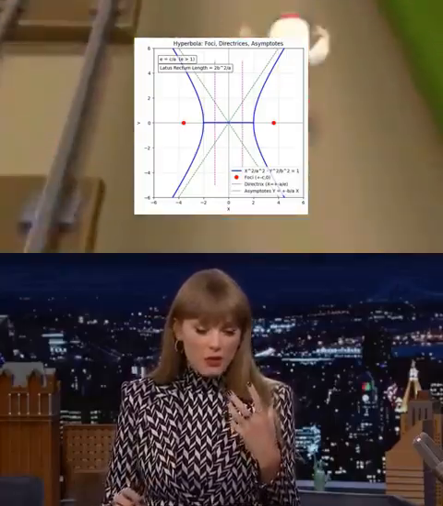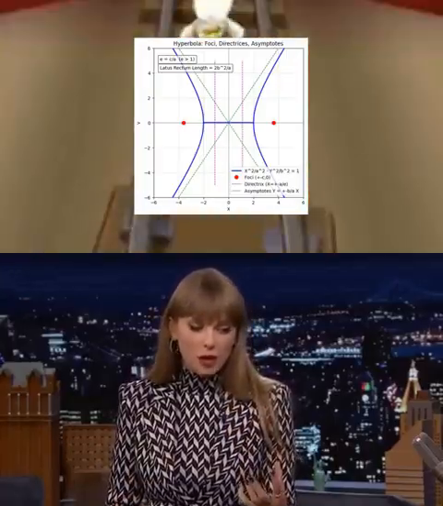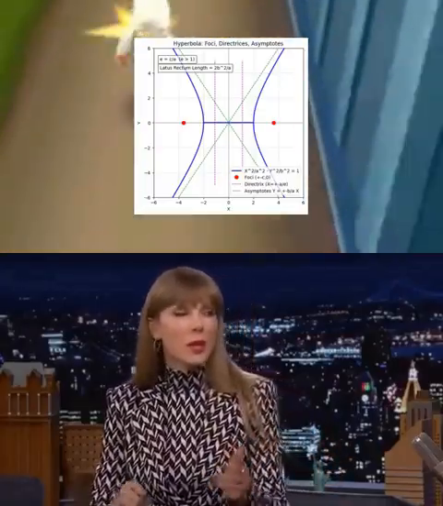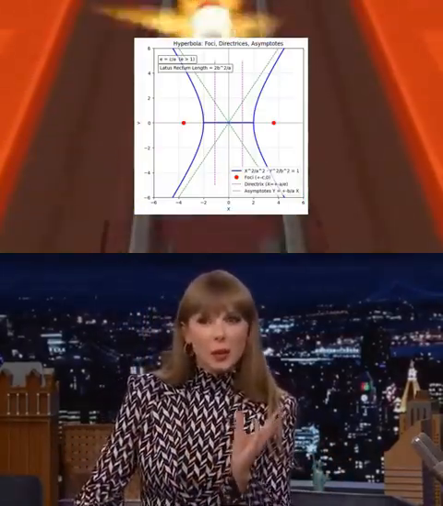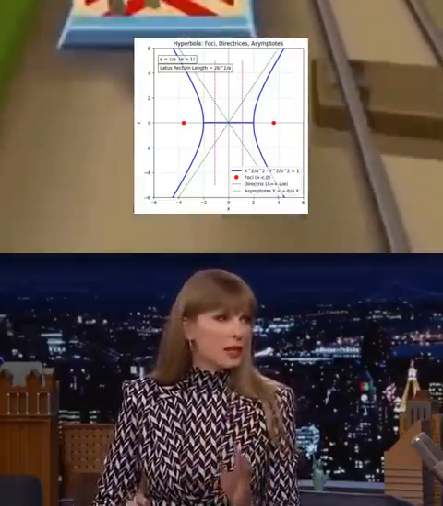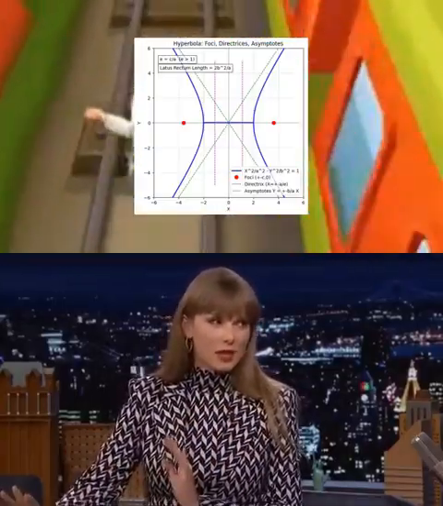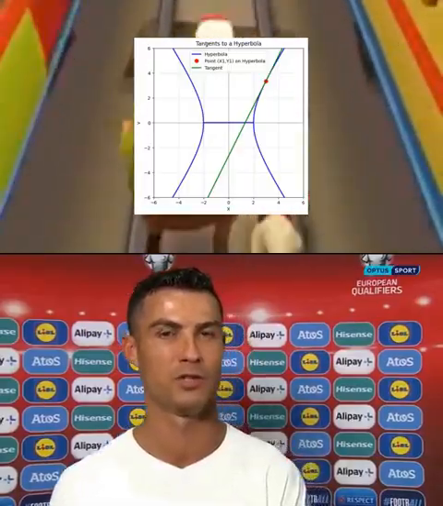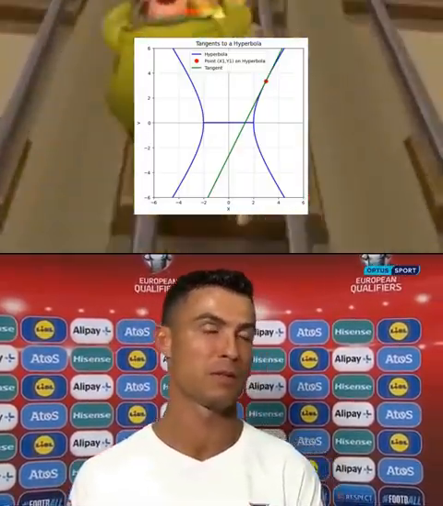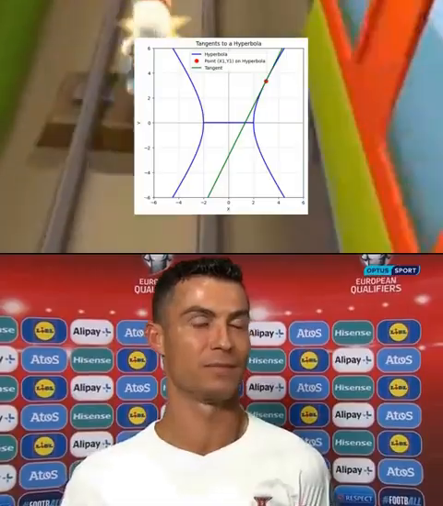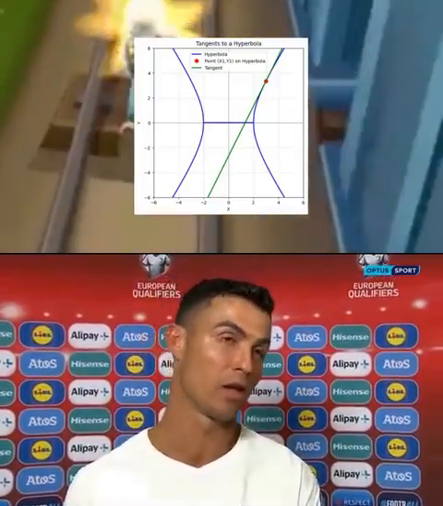The asymptotes, those dashed lines it approaches, are given by y equals plus or minus b over a times x for horizontal, or y equals plus or minus a over b times x for vertical. They are crucial for sketching the hyperbola. And tangents to a hyperbola, if my shot somehow followed a hyperbola, how do I find the line that just touches it?